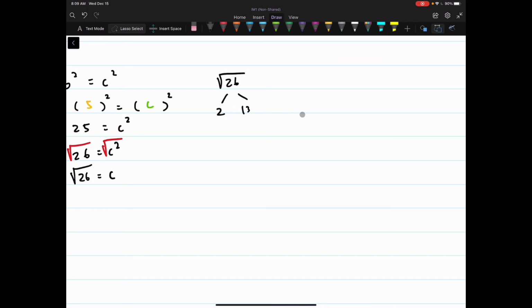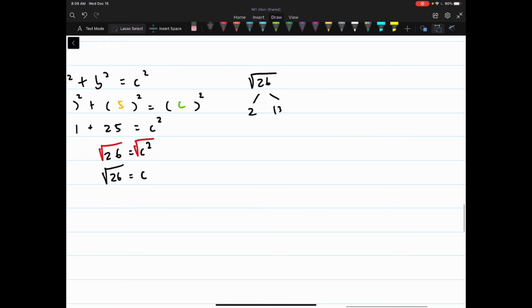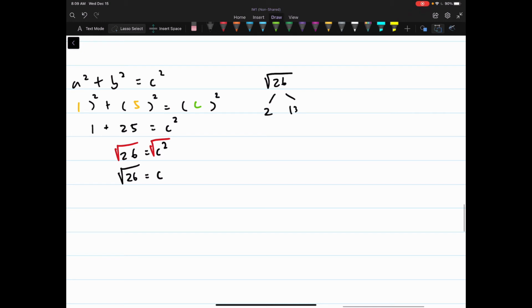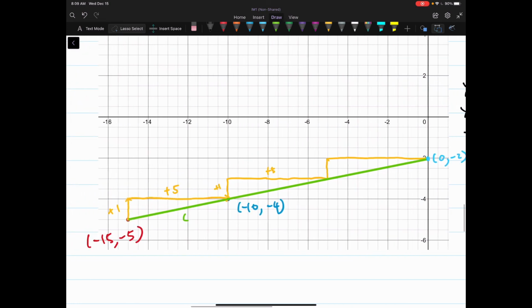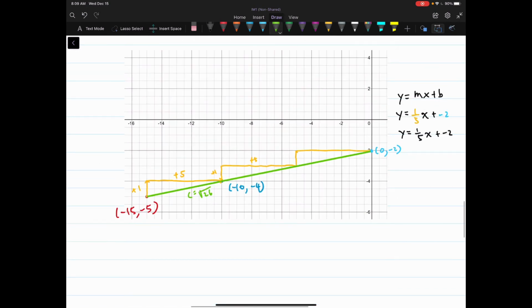So the length is just going to be the square root of 26. Yep, okay, so that is that. It cannot be more simplified. So the length of this leg, or this hypotenuse, is going to be the square root of 26. Okay, so now that's that.